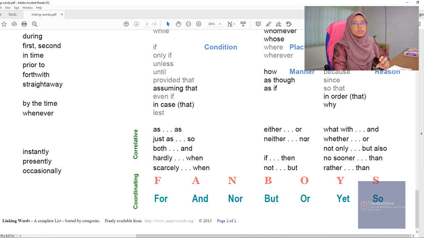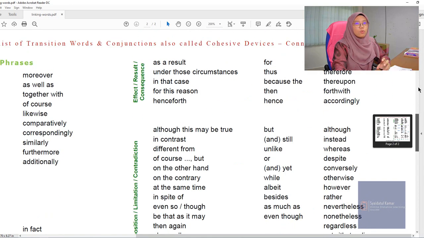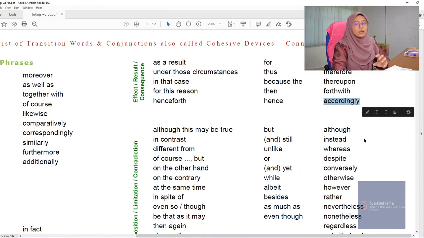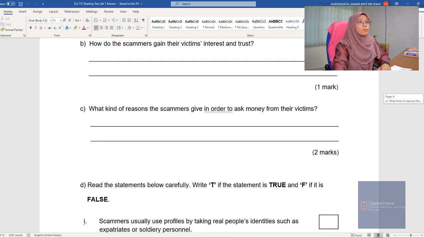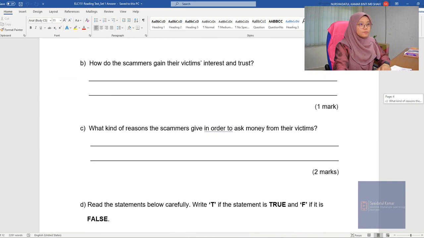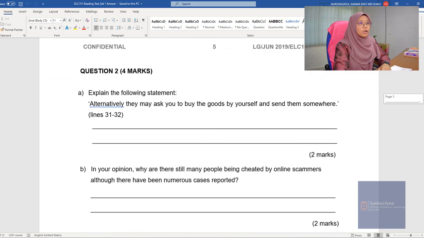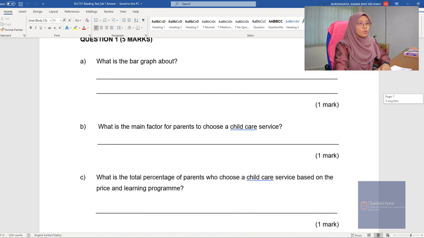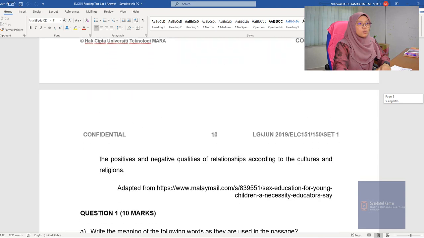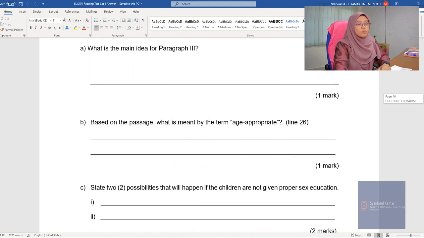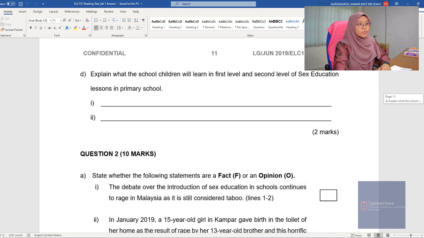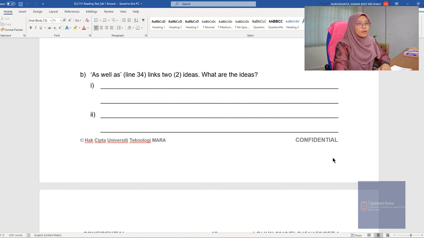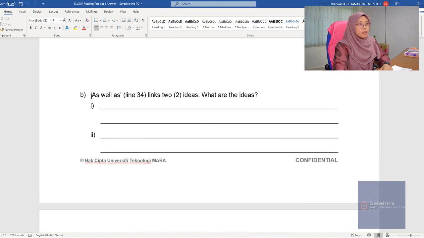Okay, why am I showing you this? It is very important for you to understand the purpose or the function of each of these words, because later in your reading test, you will be asked such questions. I'm going to show you how the question is going to look. I'm still using the same reading question. Now take a look at this question.